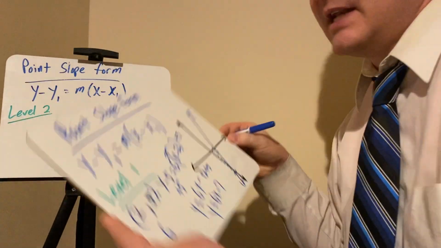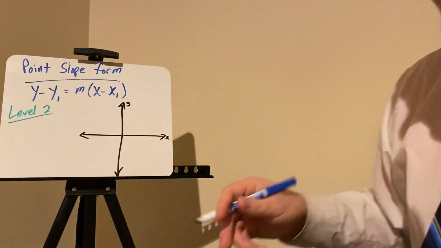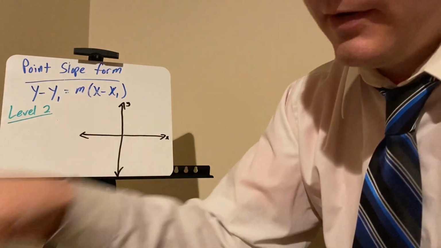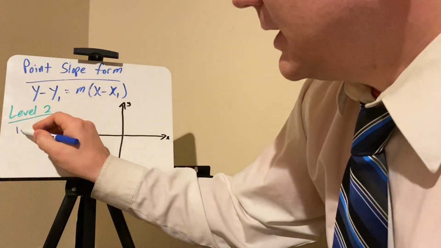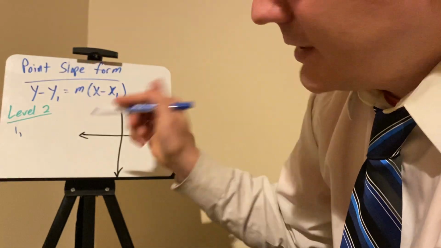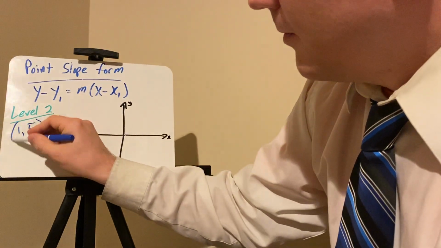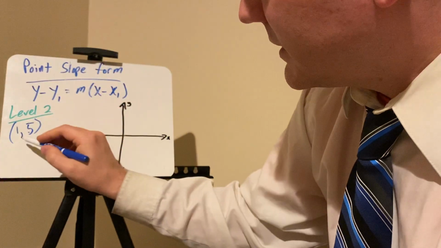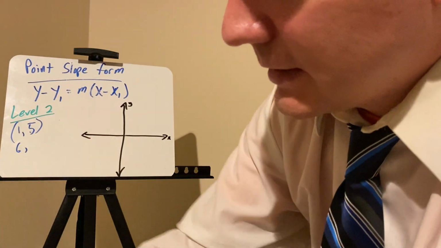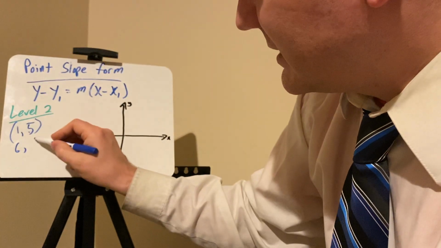Level 2 of this game is an added challenge. You're going to roll 4 times to get 2 coordinates. So my first roll would be the first x coordinate, 1. My second roll is a 5. My third roll is not going to be the slope. Instead, it's going to be another x coordinate, 6. And my next one is going to be 6.